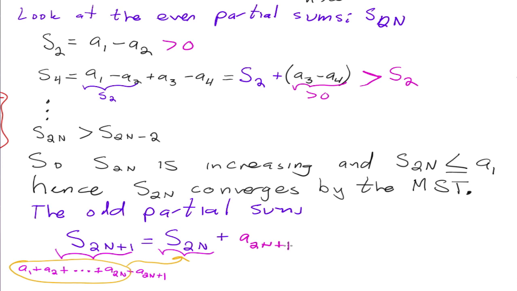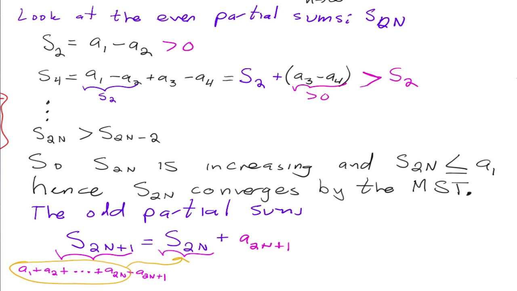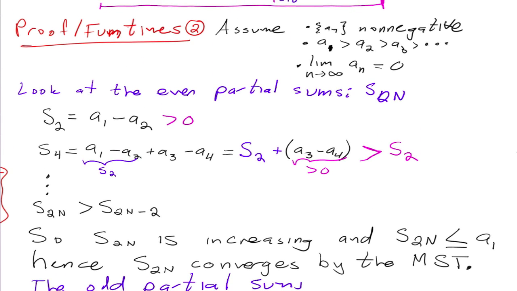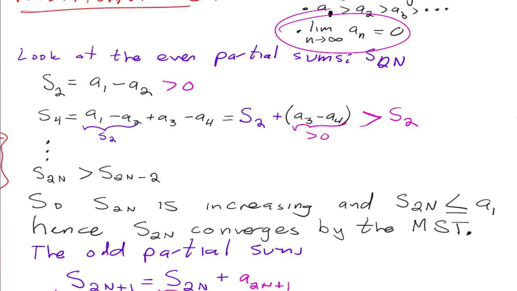Does that make sense? So s of 2n plus 1 is equal to s of 2n plus that last odd term in the sequence. Okay, now, we already know that s of 2n converges, right? But check this out. What's the assumption that we haven't used yet? We start off with 3 assumptions. Which one have we not used so far? The last one, right? So this tells me that the limit as n goes to infinity of a sub n is equal to 0.